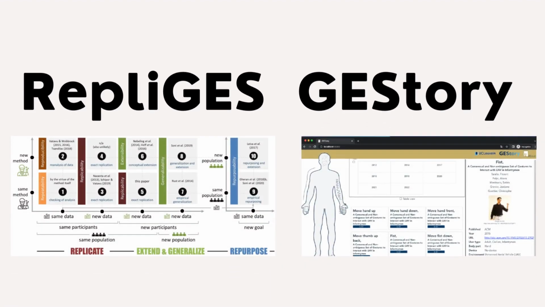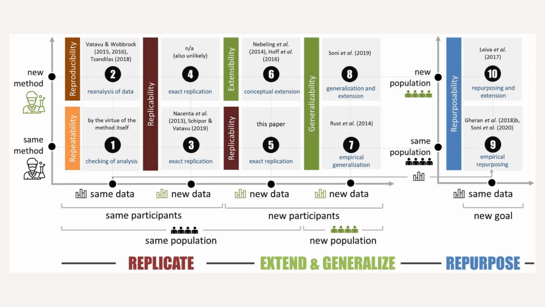We introduce two visual tools to support easy identification of results from gestualization studies and to inform replications, extensions, and generalizations of the findings reported by those studies. Our first tool, RepliGES, is a conceptual space that structures possible types of replications for gestualization studies.